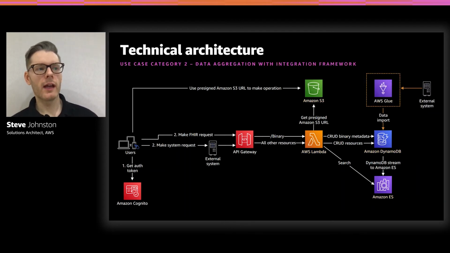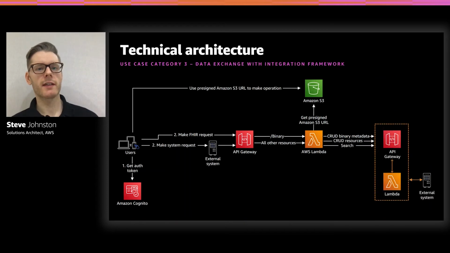Okay, again, continuing to look at the technical architecture and then looking at another use case category. So moving on to a deployment which meets that. So this meets data aggregation. And this is a standard FHIR server along with the use of a third-party transform. In this case, AWS Glue is doing the bulk retrieval of medical data from an external system. It's transforming that into the FHIR standard and then storing it in DynamoDB. There are other ways to use the integration framework as mentioned before.